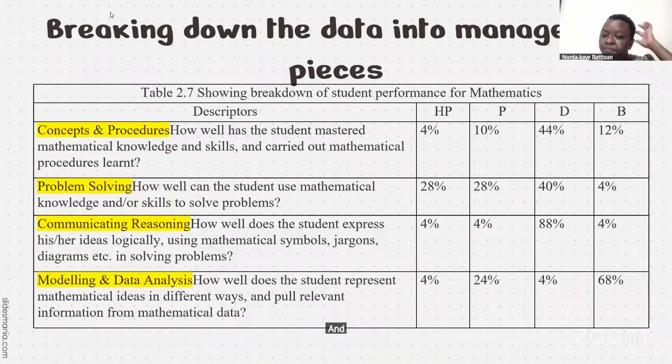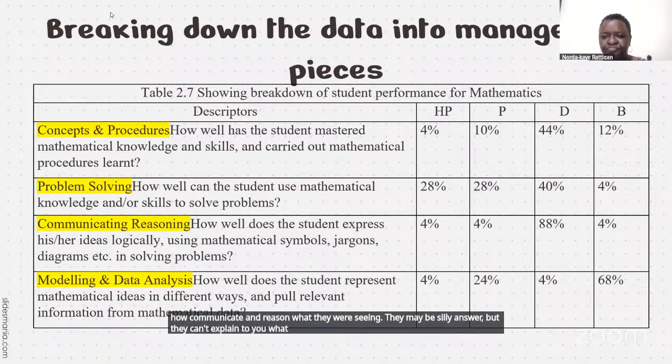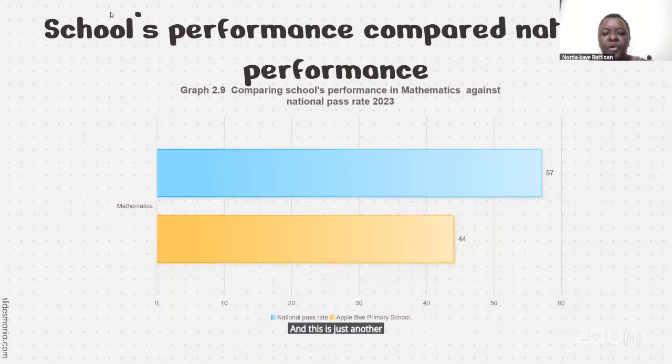And if you notice that for problem solving, most of the students were at D, 40%. Communicating and reasoning was also a problem. 88% of them can't communicate and reason what they were seeing. They maybe see the answer, but they can't explain to you what was going on. And this is just another example of how you can use the data.